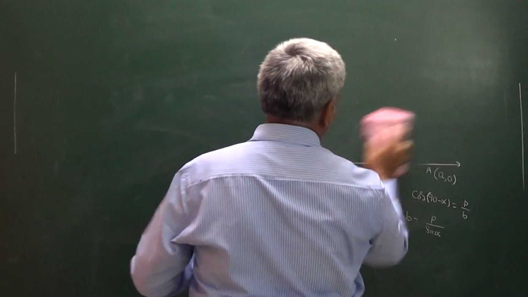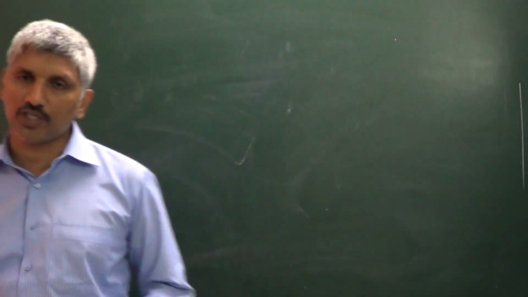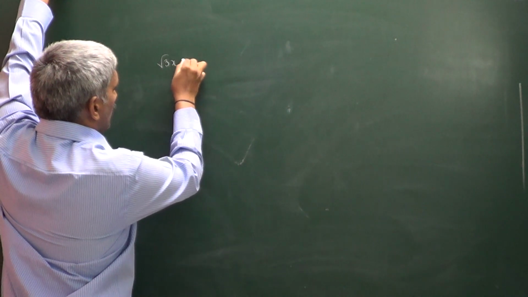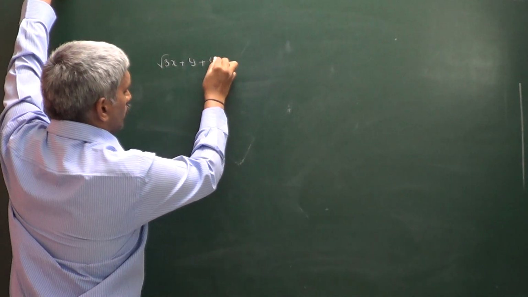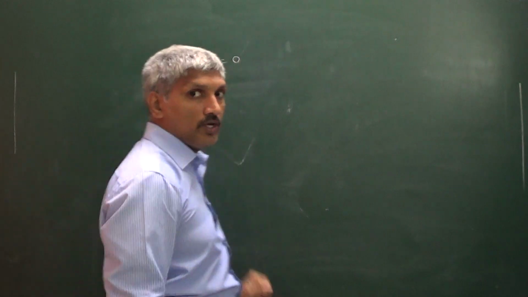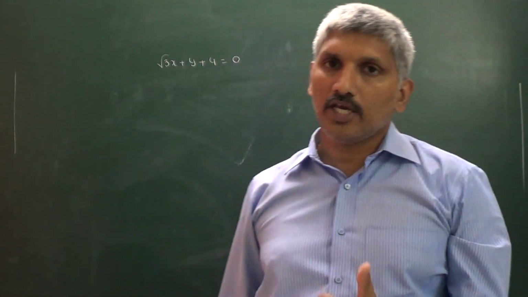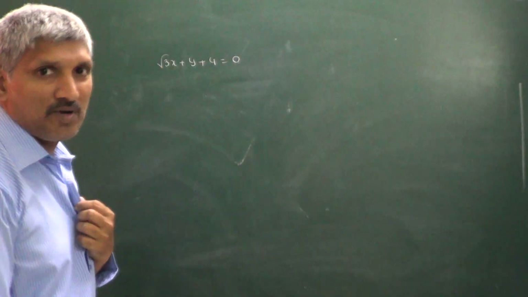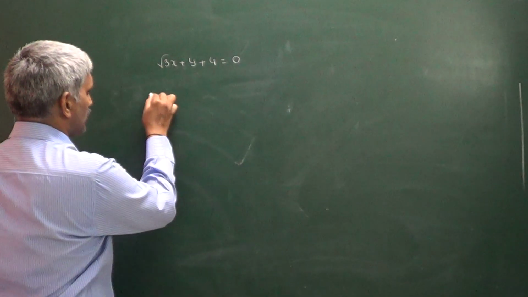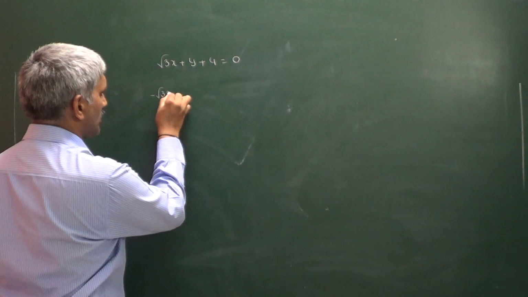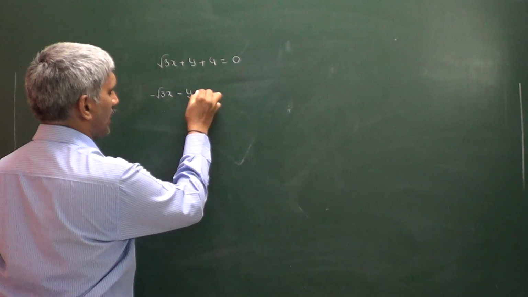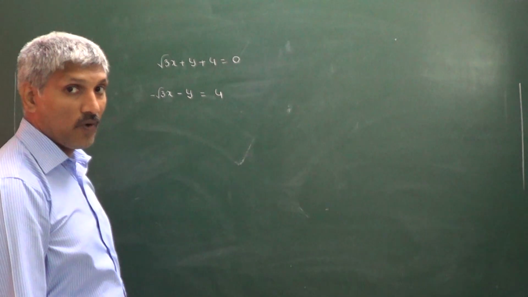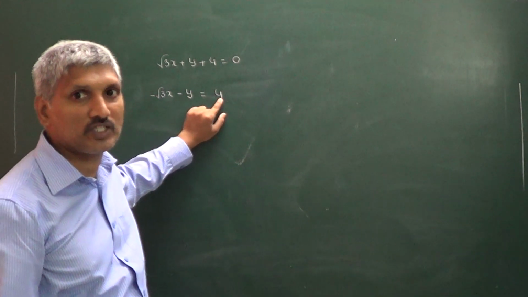Suppose the line equation is given in this way. This is the information given: root 3 x plus y plus 4 is equal to 0. That is the equation of a line. We are asked to convert that line equation into normal form. Then what to do? This can be written as minus root 3 into x minus y is equal to 4. Yes or no? Why did I write this as plus 4?